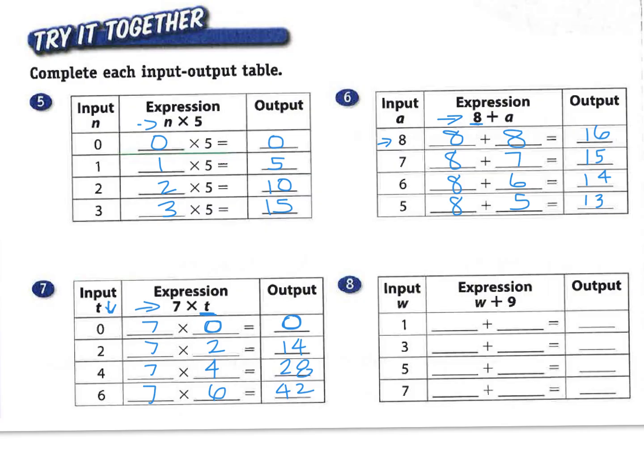All right, the last one now. Here we have w is our variable. So notice in this expression, the variable comes first and then the 9 stays. So we can write the 9 over here in all of these. But then the variable w goes first. So 1, then 3, then 5, then 7. And then you can get the output. 1 plus 9 is 10. 3 plus 9 is 12. 5 plus 9 is 14. And 7 plus 9 is 16.